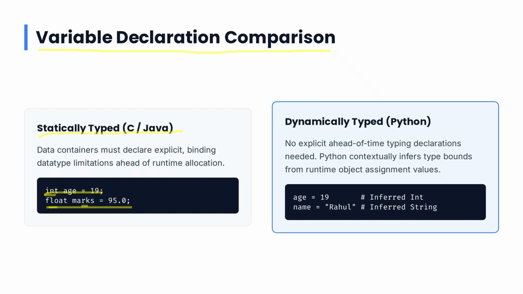But in Python, it happens dynamically. Python is dynamically typed: no explicit ahead-of-time type declaration is needed. Python contextually infers type bounds from runtime object assignment values. That is, age equal to 19, name equal to Rahul. When we store a value in that variable, it automatically gets the type of what we are storing. We don't have to tell it that this is a particular type.